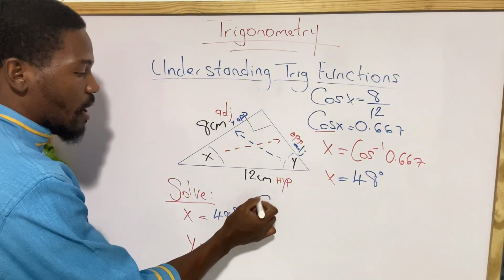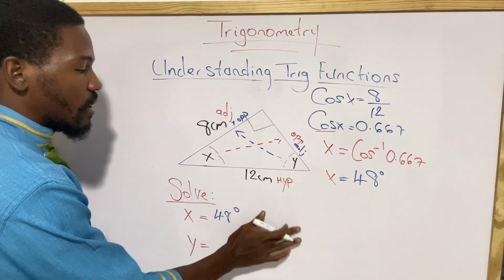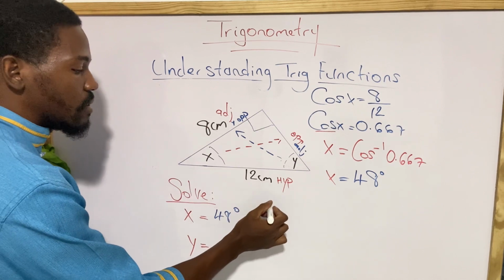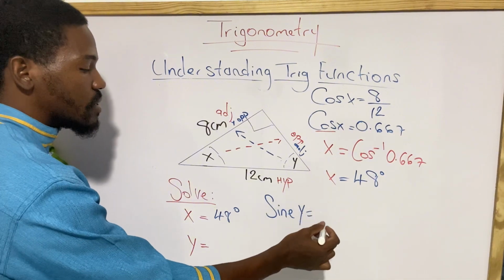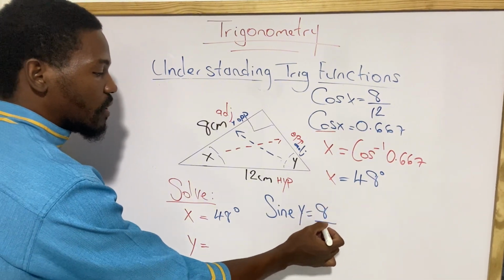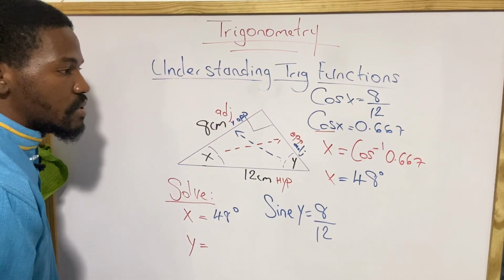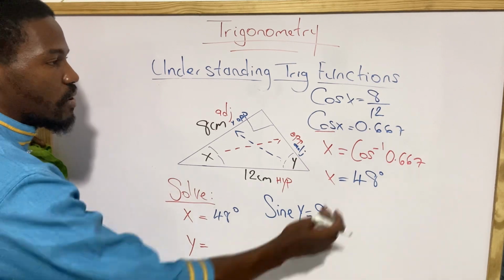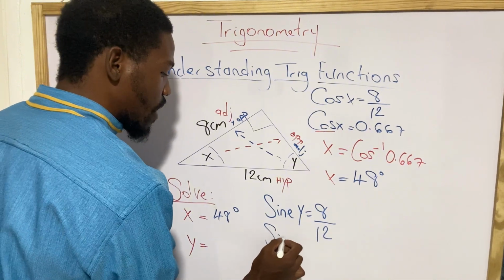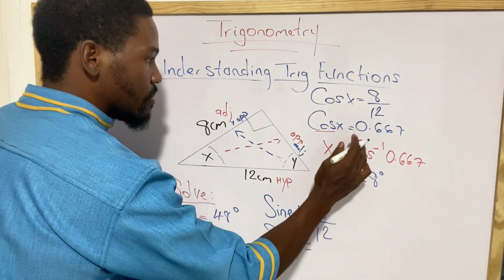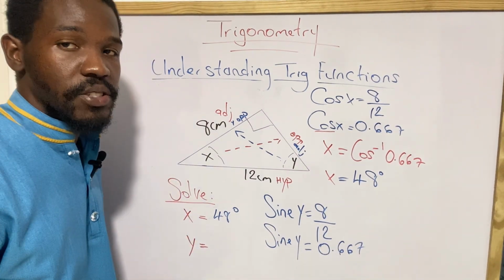So we will have cos of y. Sorry, I said cos of y. The formula that involves the opposite and the hypotenuse is the sine. So the sine of y equals the opposite, which is 8, over the hypotenuse, which is 12. So that's how we would do that. Again, if we divide 8 and 12, we're going to get the sine of y equals the same 0.667. So that still doesn't change.